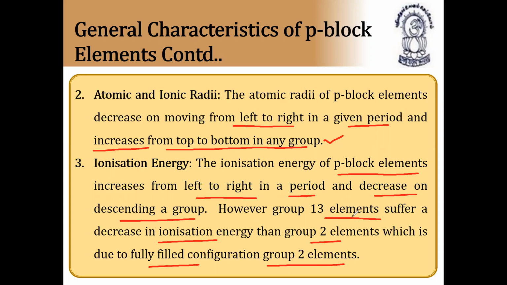So group 13 elements have lower ionization enthalpies compared to group 2 elements, that is, alkaline earth metals, because in group 2 the outermost configuration is ns2. ns2 means completely filled, and completely filled means more ionization energy is required to remove that electron. That's why group 13 elements have lower ionization enthalpy than group 2 elements. Next, continuation.